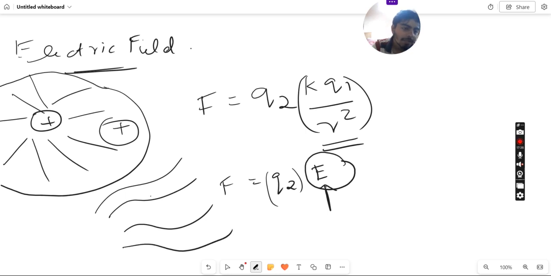Now, these field lines, this electric field would also have what we call a vector representation, like a pointy head in the direction in which the force is felt. Alright, and electric field can be thought of as a vector. Because force is a vector, this electric field is also a vector. So what it means is that this will have a magnitude and a direction.